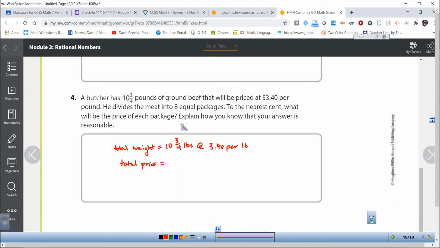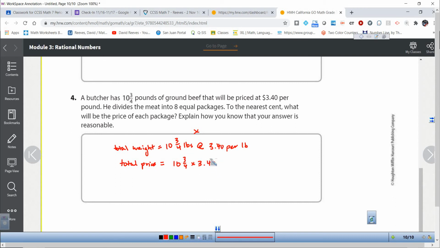Okay, if I had 2 pounds and it was $5 a pound, what would I do? Would I add, subtract, multiply, or divide? I'd multiply, right? 2 pounds at $5 a pound would be 10, so I need to multiply. So I need to do 10 3/4 times 3.40. All right? Okay, now there's several different ways we can do this.